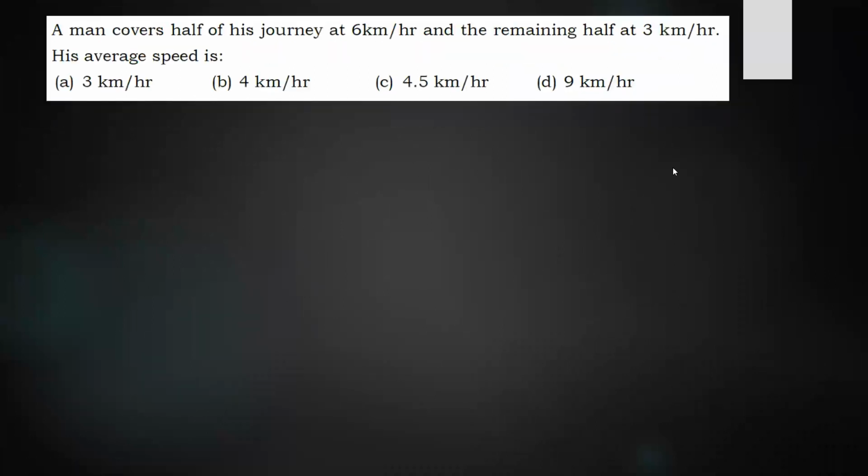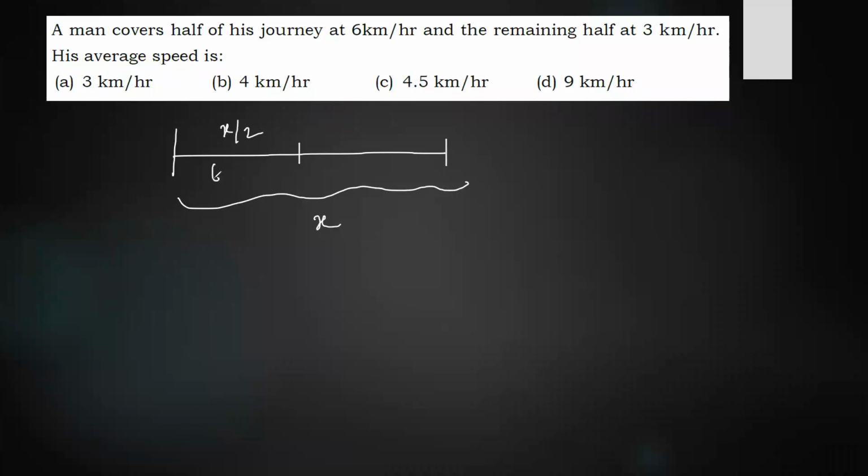Here a man covers half of the journey at 6 km per hour, and the remaining half at 3 km per hour. So for the first half of the journey, consider x as the total distance. The first half is at 6 km per hour and the next half at 3 km per hour. The question is to find the average speed.